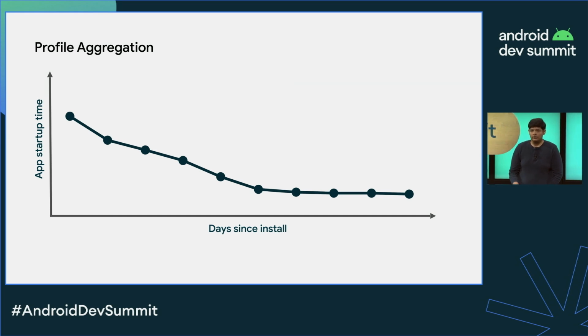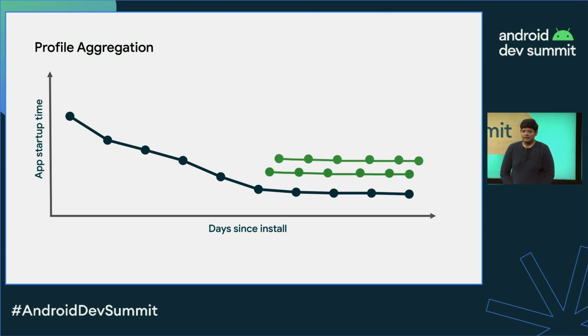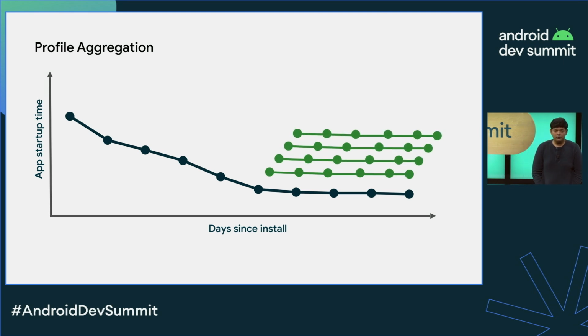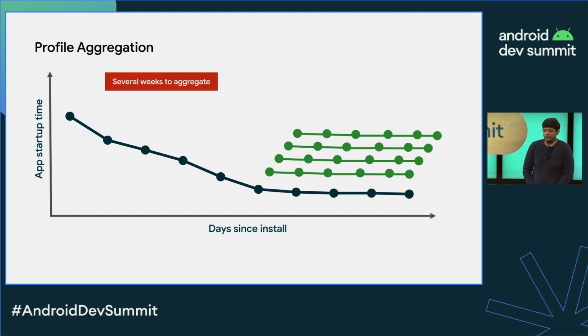Then new users will see the benefits, and they'll see a much flatter curve. This is because we took advantage of profiles from other devices, and then we used it on new devices. So this is great. One caveat, though: the profile aggregation can take several weeks, because it really depends on how often your app is used and how many users you have, for example. The more users your app has, the more passes we have at background dexopt, and then we can build a better profile.